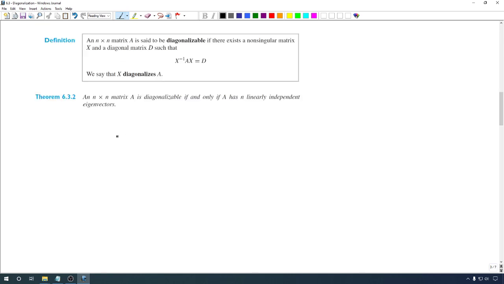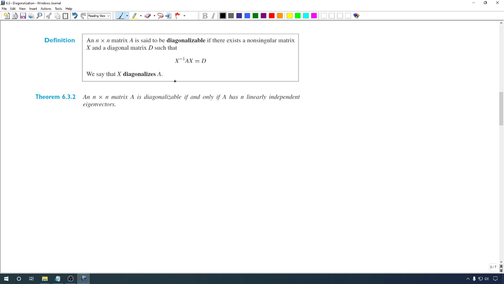Well, if that is possible, we say that A is diagonalizable. So it's just basically saying that it's diagonalizable if there's a non-singular matrix X and a diagonal matrix D such that X inverse AX equals D. So the X here is the S we had before, and the D is playing the role of B from before. We say that the X matrix actually diagonalizes A.